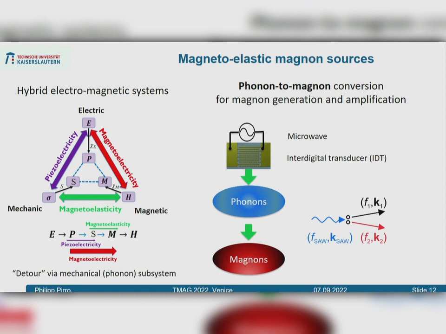That's why we have chosen here a detour principally. If we go from the electric domain via piezoelectricity into the mechanical domain, and then via magnetoelasticity into the magnetic domain. So principally what I will show you, we have a phonon to magnon converter, we have our microwave, we use the interdigital transducer, which you all have in your smartphone, to transduce the microwave signal into a surface acoustic wave via piezoelectricity. So we create phonons in the end, and then we get magnons. And I principally want to show you that there is more than just creating from one phonon one magnon, but that we can use these phonons also to amplify magnons in very interesting ways.